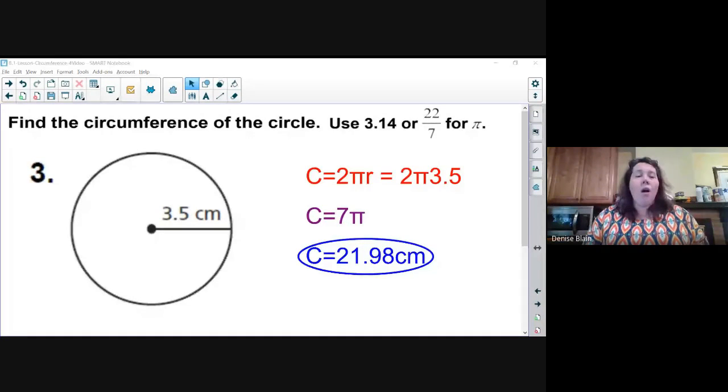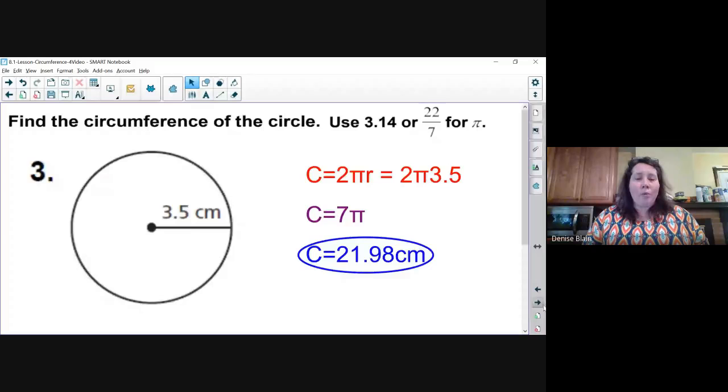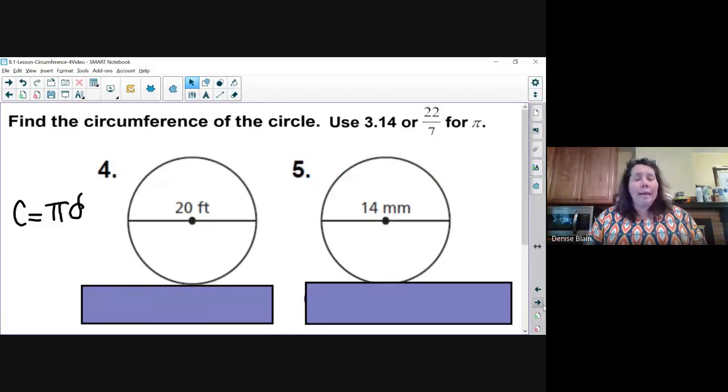Our last two examples show the diameter of a circle. So the equation you should be using instead is circumference equals pi times diameter. So I want you to pause the video, okay? Figure out the values for your equation, and solve your equation. When you finish both answers, come back to the video and I'll show you what the solutions are.